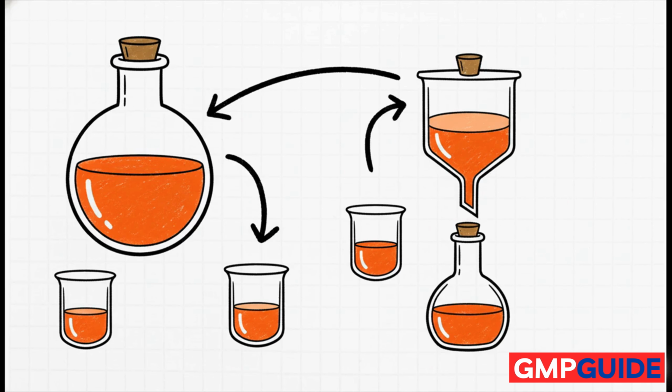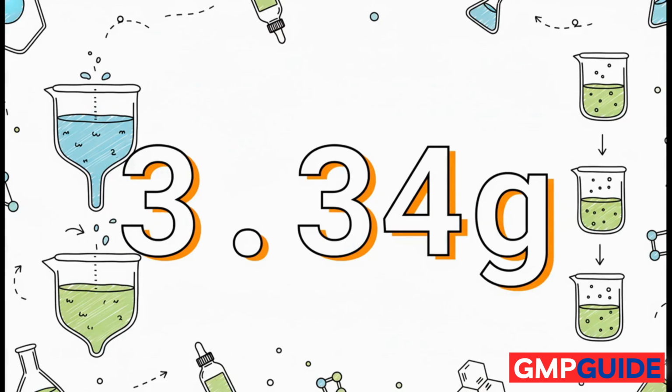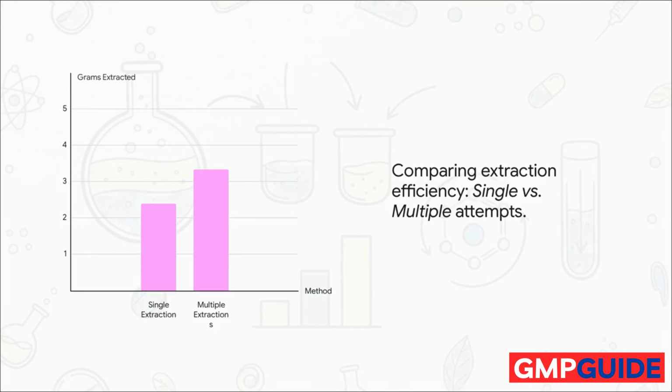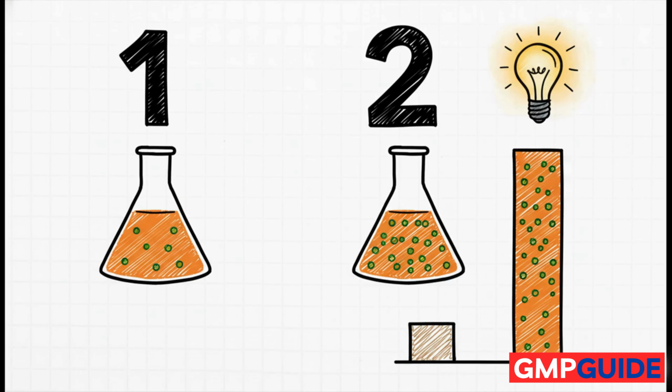Let's split that same amount of ether into 2 smaller extractions. And wow, the total this time is 3.34 grams. That's a huge improvement. This chart just shows the difference so clearly. We got almost a full gram more. This is the aha moment of solvent extraction. The key takeaway? Repetition is power.